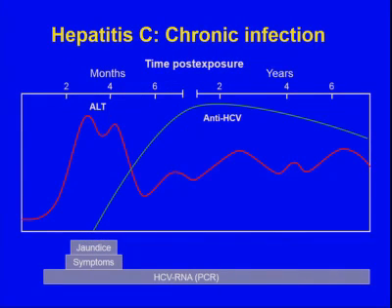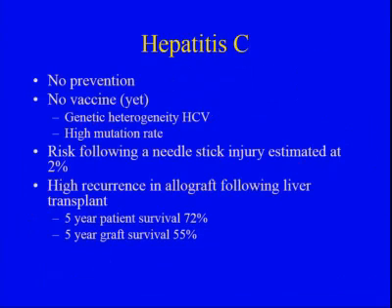With chronic infection, your hepatitis C virus RNA stays positive. Your transaminases may fluctuate as shown on the screen. No prevention, except for things like universal body fluid precautions. No vaccine yet. It has to do with the heterogeneity of the virus. Your risk following a needle stick injury is about 2%.